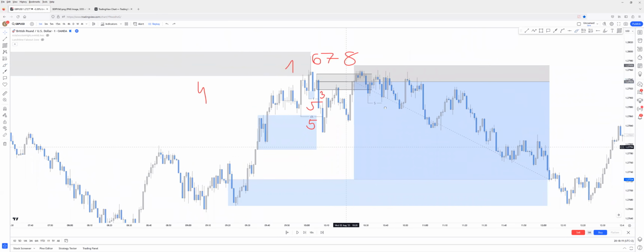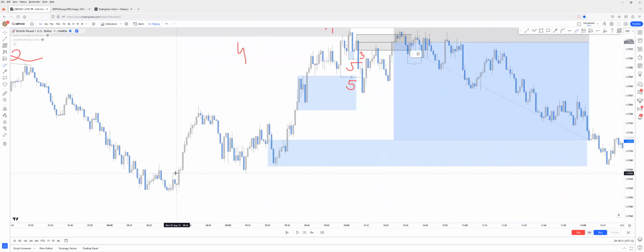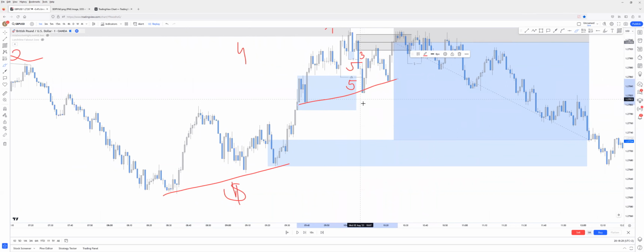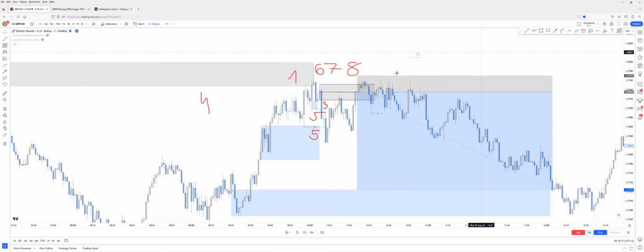The ninth criteria was liquidity to target. There was a small amount of liquidity that we could target right here below the demand. But there was another liquidity target, which was the target for my TP. So there was lots of liquidity that we could target with this trade. That was the ninth criteria.